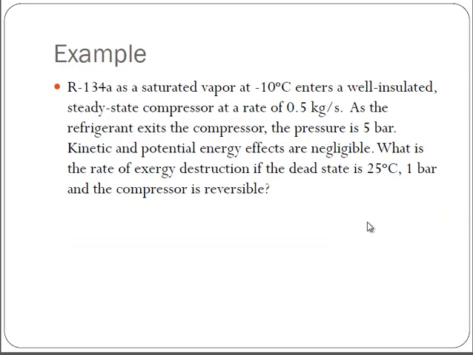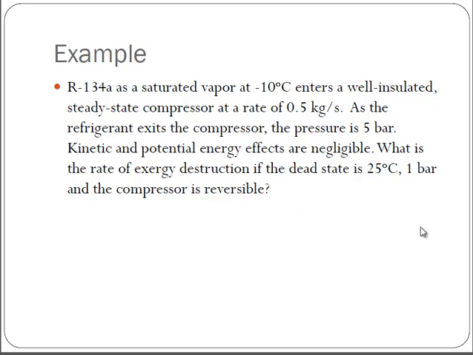So here we have refrigerant 134A coming in at negative 10 degrees C as a saturated vapor. We're going to put this into a well-insulated steady-state compressor at a rate of 0.5 kilograms per second. The refrigerant exits the compressor. The pressure is 5 bar. Kinetic and potential energy changes we can ignore. And the rate of exergy destruction at 25 degrees C, 1 bar. If the compressor is reversible, what will that be?